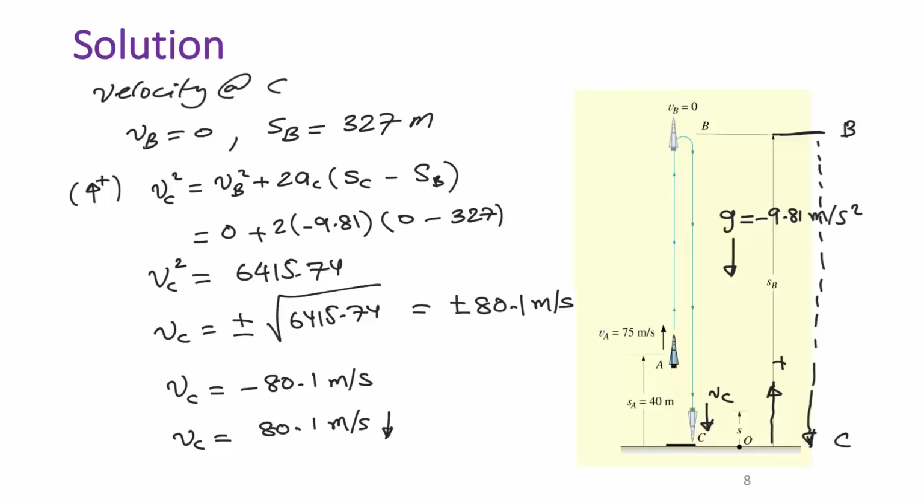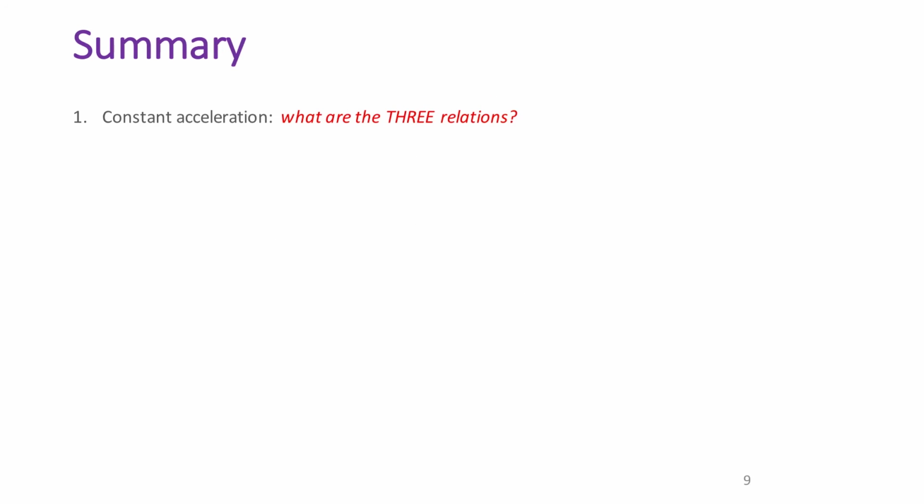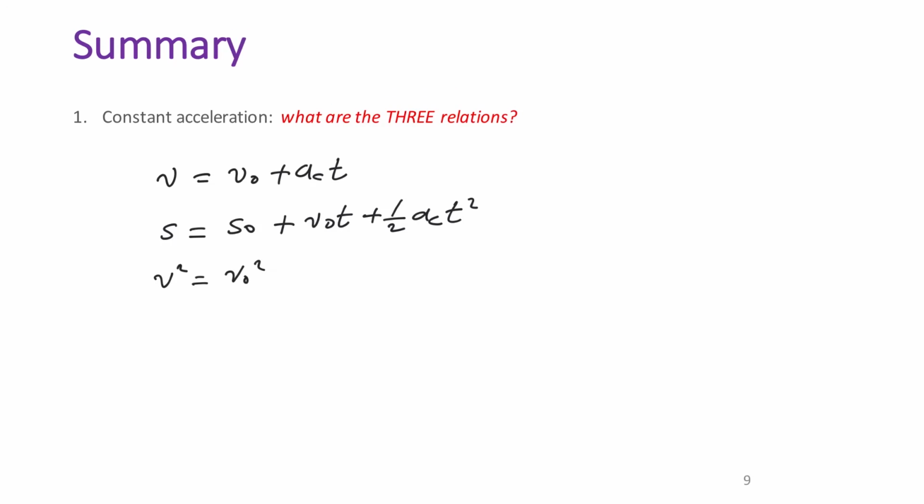So in the end, what we just discussed are the constant acceleration relations, which are V equals V0 plus AC multiplied by T, S equals S0 plus V0T plus half AC T square, or V square equals V0 square plus 2 AC multiplied by S minus S0. Don't forget that you should always define what your positive and negative directions are. That's all. Thanks a lot.